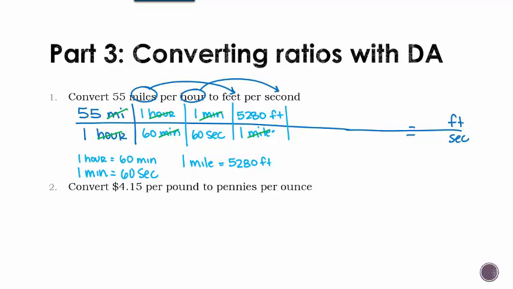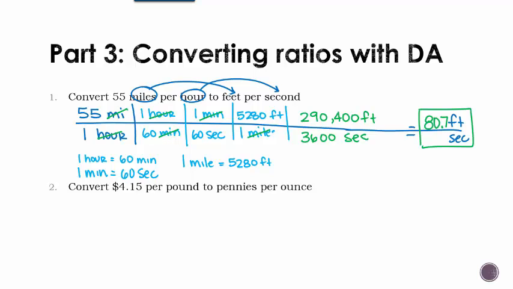So 55 times 1 times 1 times 5,280 gives us 290,400 feet, because those are our units. And then 60 times 60 is 3,600 seconds. And then we can divide those. And we end up with 80.7. So 55 miles an hour is the exact same thing as about 81 feet per second. Let's try another one together.